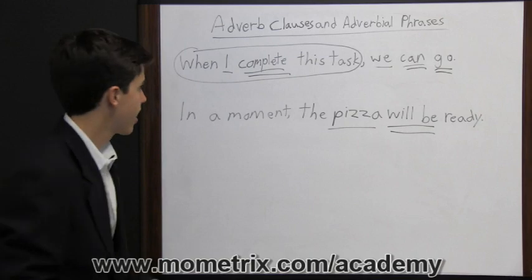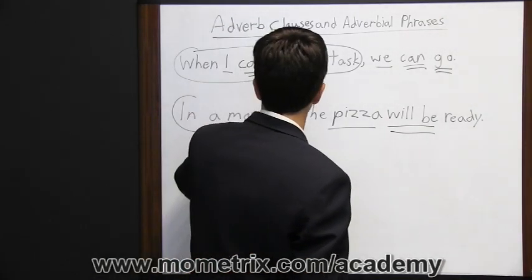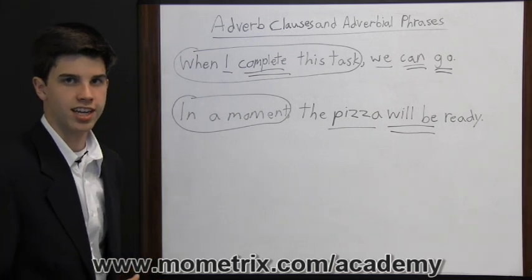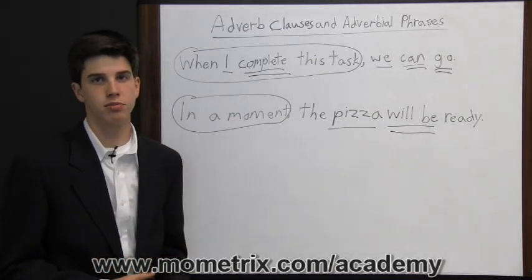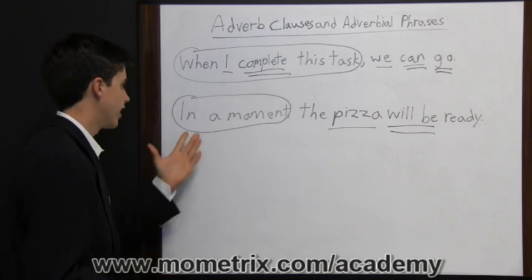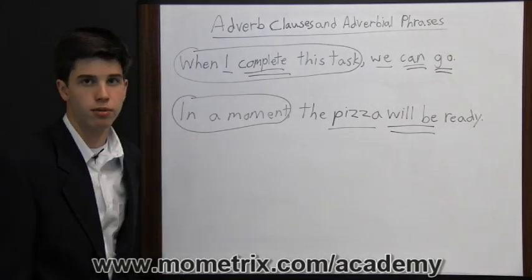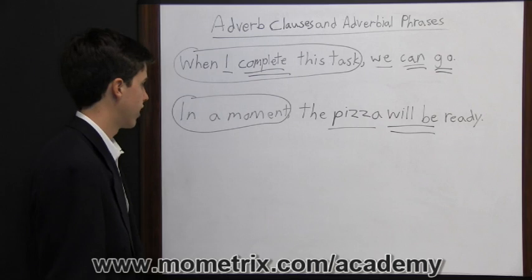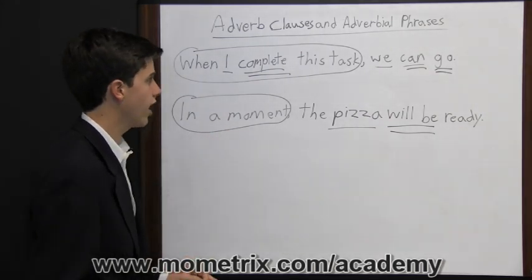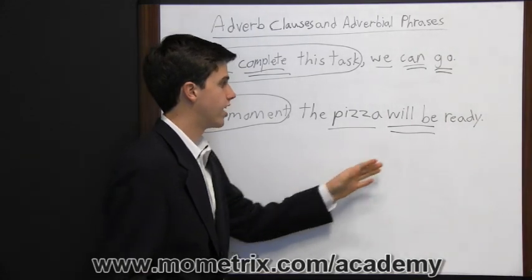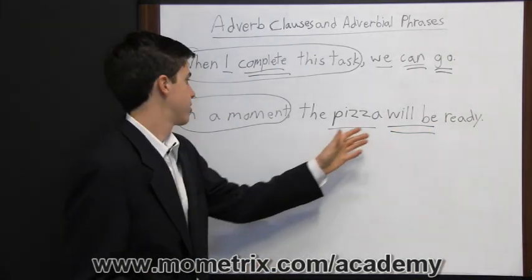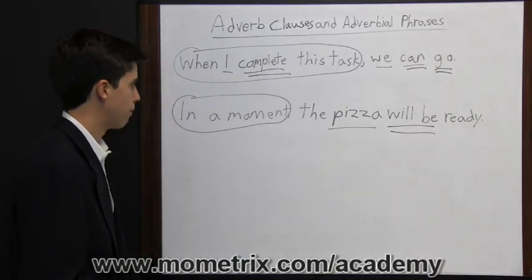Now notice this time, it's called an adverbial phrase instead of an adverb clause. Well, what's the reasoning behind that? The reasoning is a clause contains both a subject and a verb. A phrase does not contain a subject and a verb. And here, there's no subject and there's no verb. So that's why it's called an adverbial phrase. This group of words right here, in a moment, describes or modifies will be. Again, it's answering the question when. When will the pizza be ready? It'll be ready in a moment.